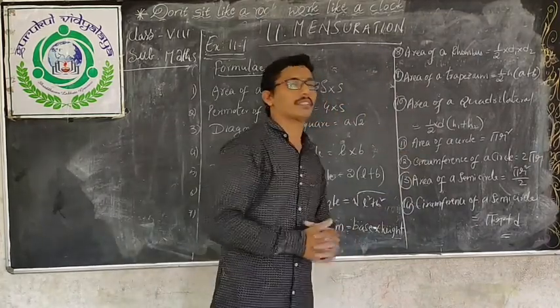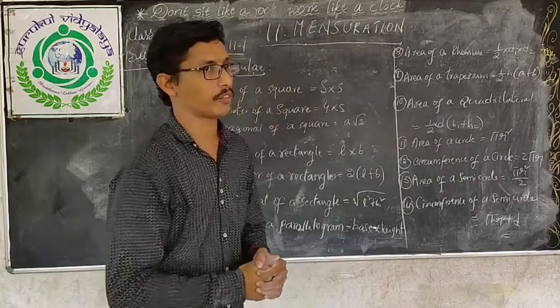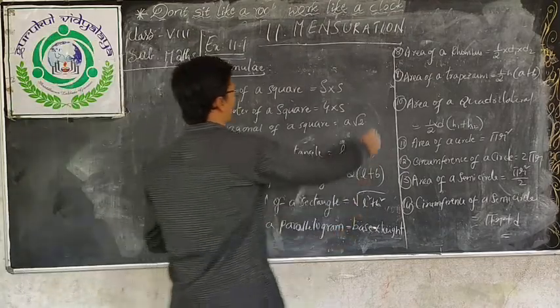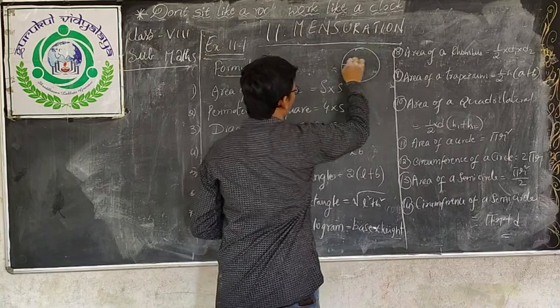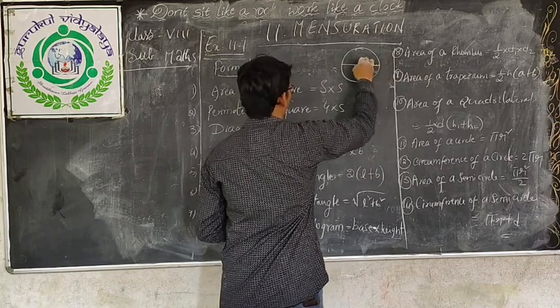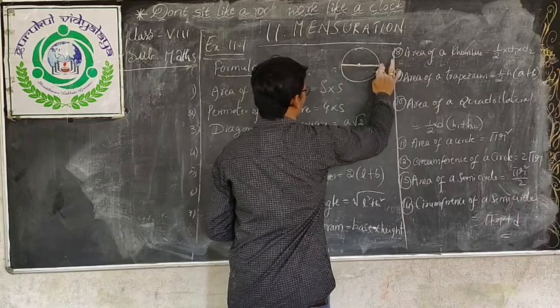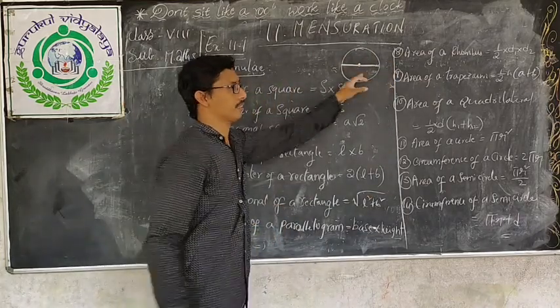And the next one is the area of a circle. Area of a circle is equal to pi r square. What is r in this formula? Radius. So a circle is there like this. So this is the point. So this is what? What is this line? Diameter.